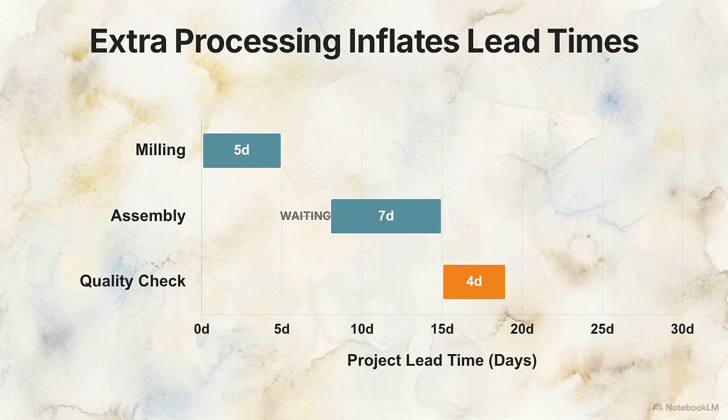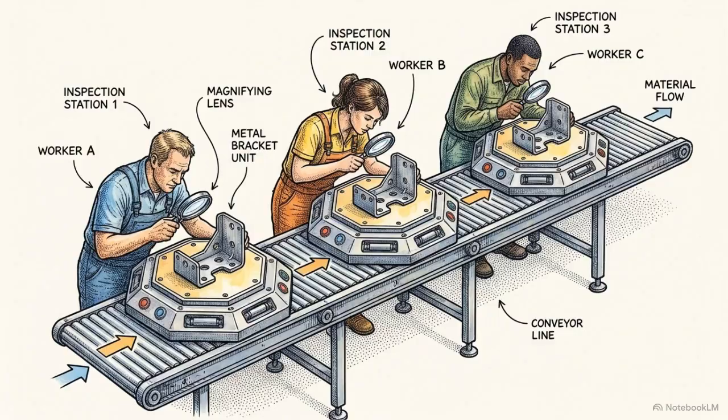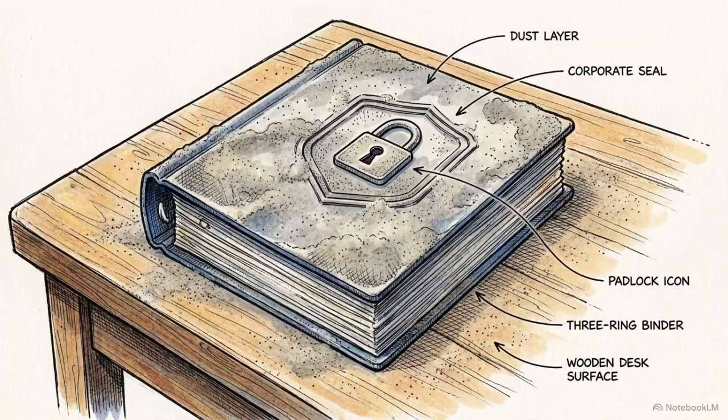Finally, we see extra processing. This means executing more work than the core customer specification demands. In practice, this looks like duplicate inspections, redundant management approvals, unnecessary aesthetic polishing on internal components, or heavy over-documentation. These temporal wastes are dangerous because they are formalized as standard operating procedure. The system masks gross inefficiency under the guise of thorough diligence.